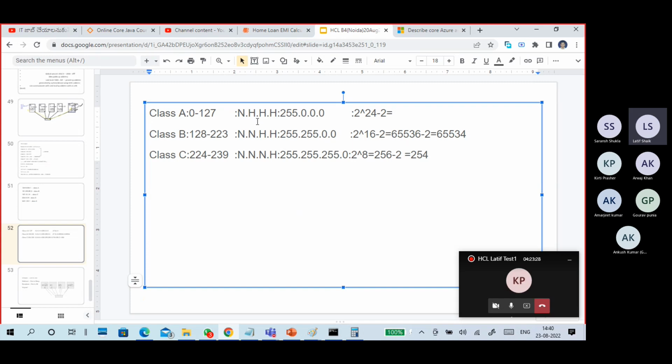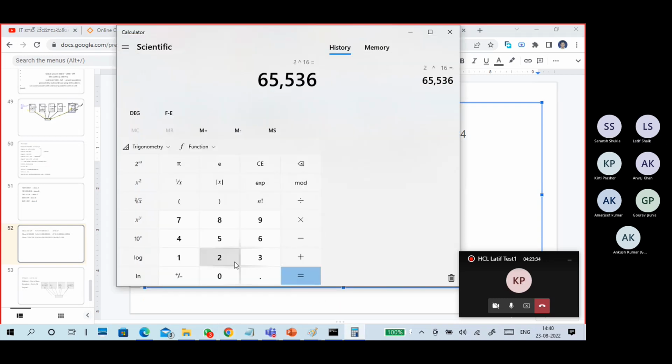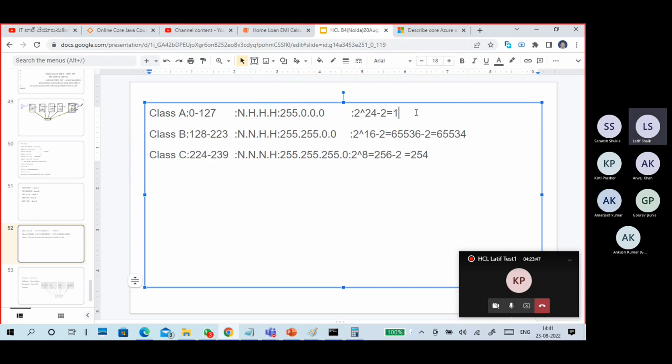Okay, so it is 3 host portions. Each portion is 8, so totally 24. So here it is 2 to the power of 24. Can you see it is 16,777,216. 16,777,216 minus 2, so 16,777,214 is my number of hosts. Like you want to create a network, you have 100 computers there, class C is okay. You can configure class C.